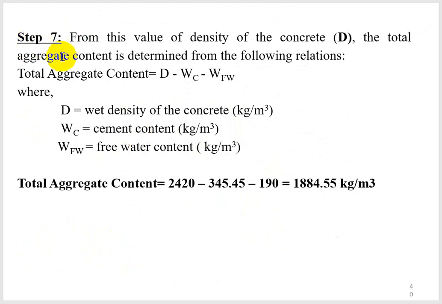Then we could move to step number 7, and it's just a straightforward step. We just have the information and then we get the total aggregate content.